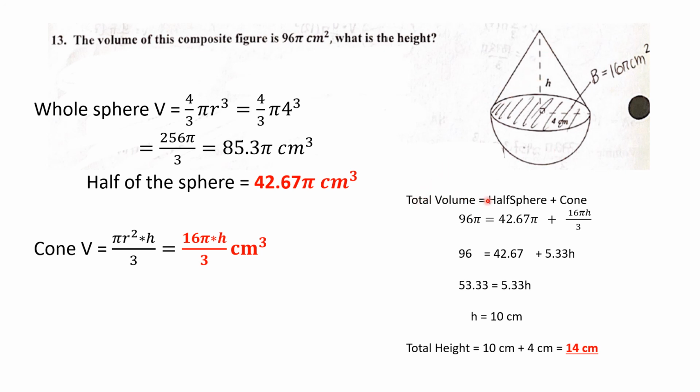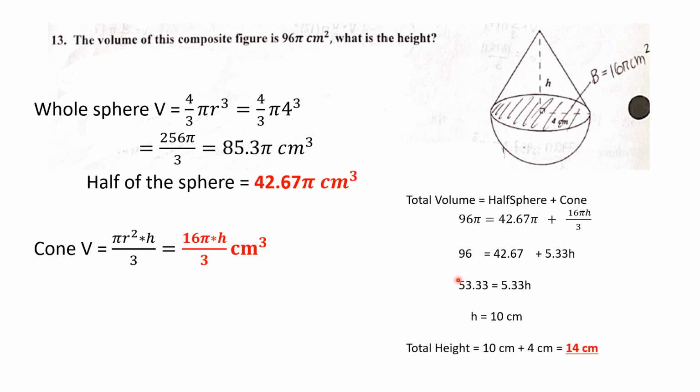So I'm going to replace everything that I know. My total volume is 96 pi. The volume of my half sphere is 42.67 pi. And my partial knowledge of my cone is 16 pi h divided by 3. Since I have a pi in each of these terms, I mentally divided everything by pi, which means pi goes away in this equation. I could show my work by writing divided by pi, and everything cancels out. So now I have some nice numbers: 96 equals 42.67 plus 5.33h. And now this is just an algebra equation to solve for h.